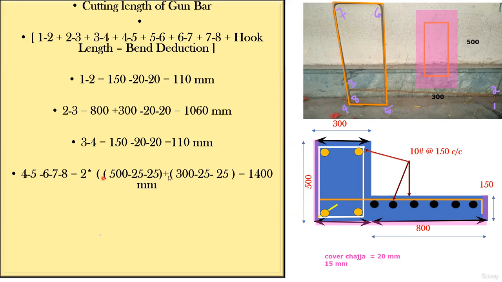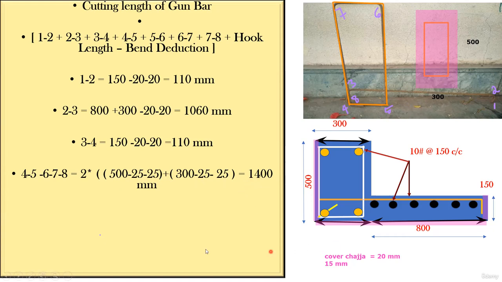So 2 into means 2 times I've done. 2 into 500, this is 500, minus 25 minus 25, plus this is 300, minus 25 minus 25. Try to do this calculation. You will get 1400. That is, this is 450 and this is 250. 450 plus 250 is 700. 700 into 2 is 1400 mm. Simple, very simple.